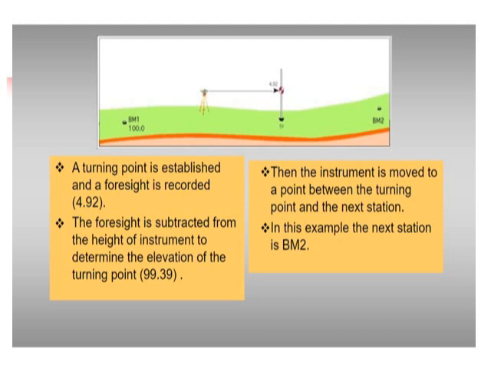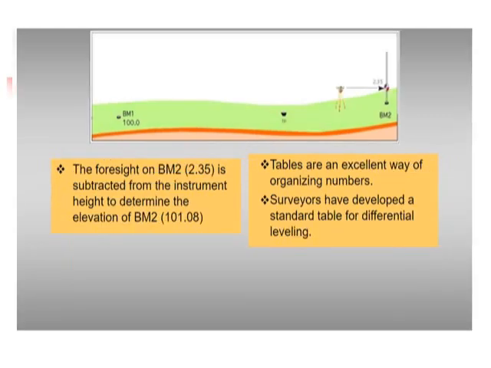Then the instrument is moved to a point between the turning point and the next station. In this example, the next station is BM2. The foresight on BM2, 2.35, is subtracted from the instrument height to determine the elevation of BM2, which is 101.08. Tables are an excellent way of organizing numbers. Surveyors have developed a standard table for differential leveling.